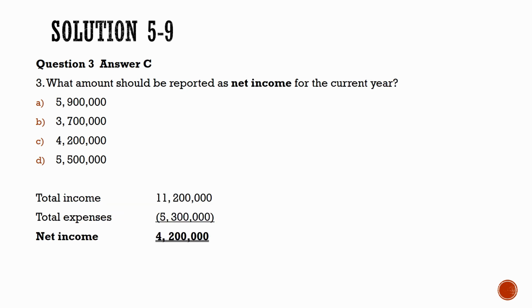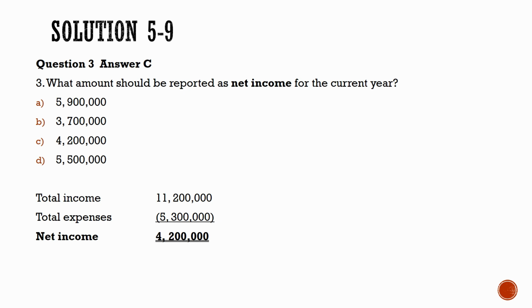For the third question naman in problem 5-9, ang hinahanap naman dito natin ay yung amount that should be reported as net income for the current year. A, 5,900,000, B, 3,700,000, C, 4,200,000, and letter D, 5,500,000. To get the answer, proceed tayo for the solution po.